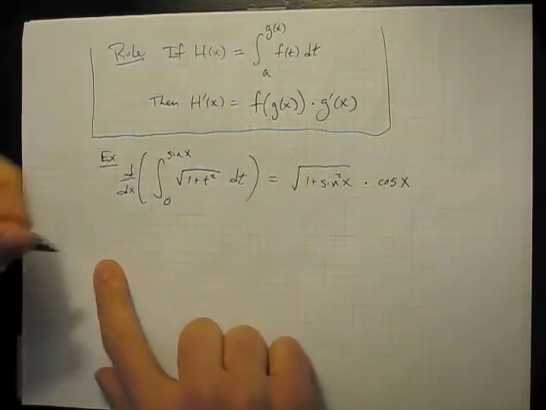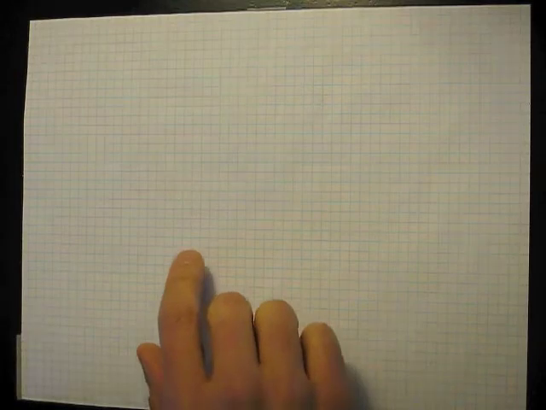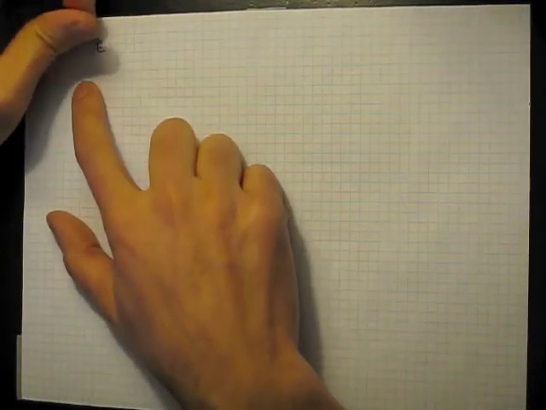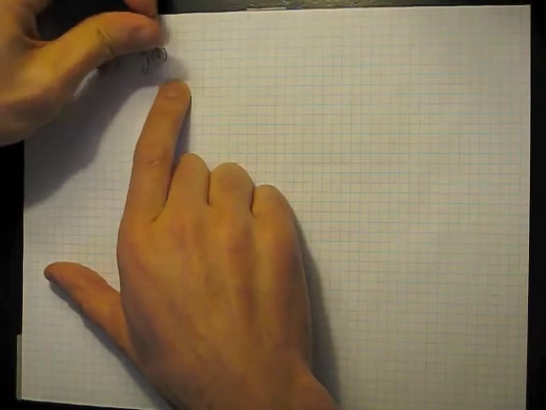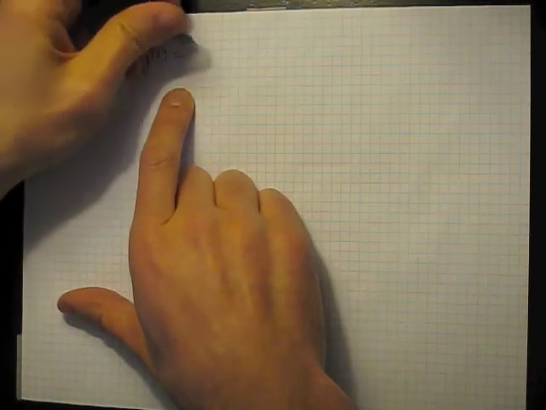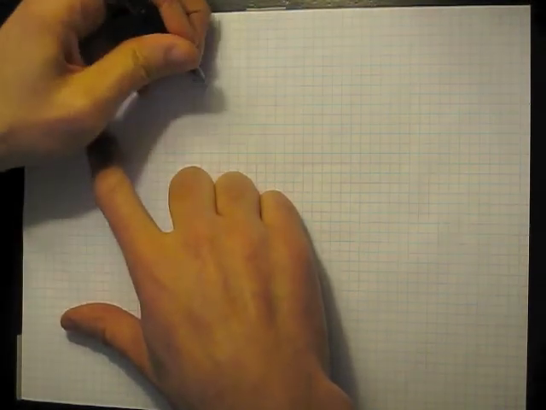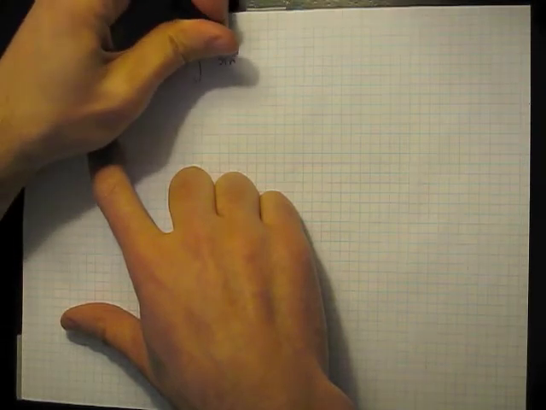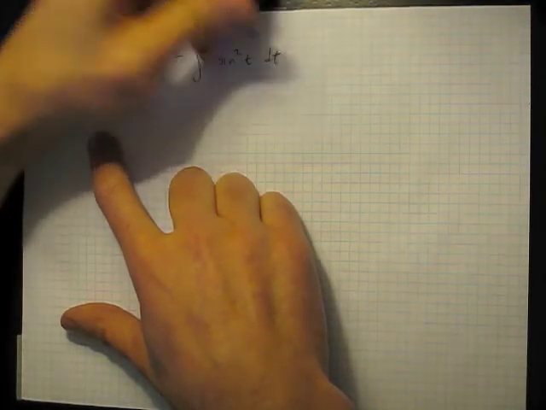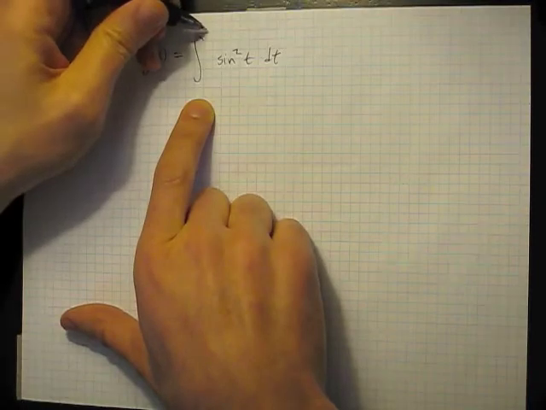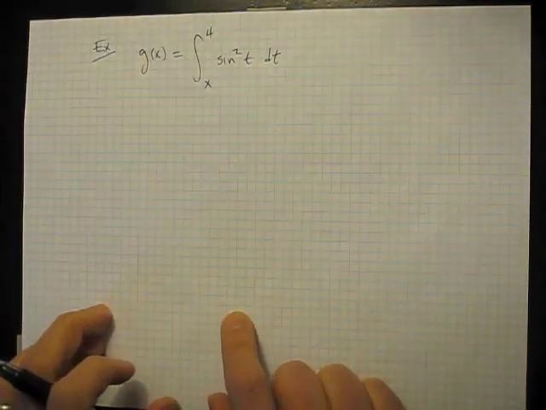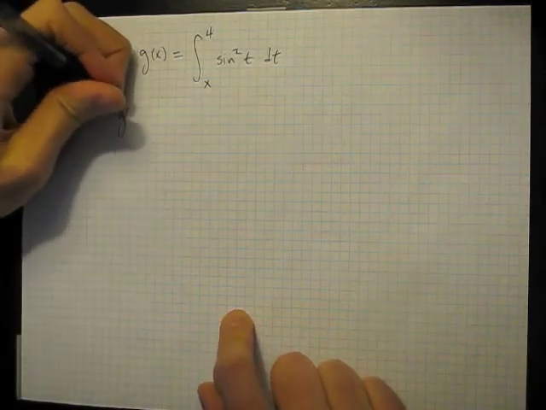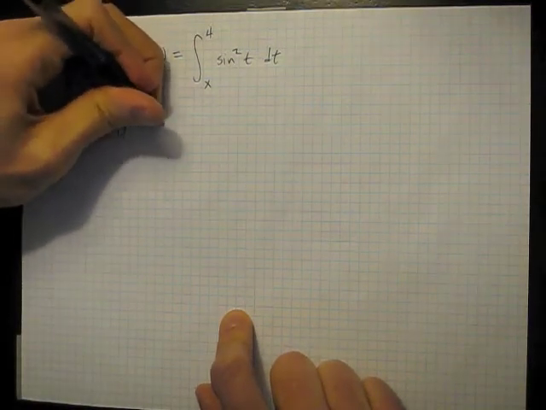All right, let's do one more example where we change it up just a little bit. How about the integral of sine squared of t? And now instead of putting the x up here, I'm going to put it down there. Okay. The question is, what is the derivative of g?